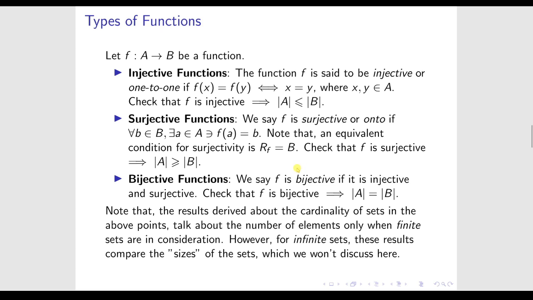Bijective functions. We say f is bijective if it is injective and surjective. Clearly, as f is injective and surjective, f being bijective must imply the cardinality of A is equal to the cardinality of B.